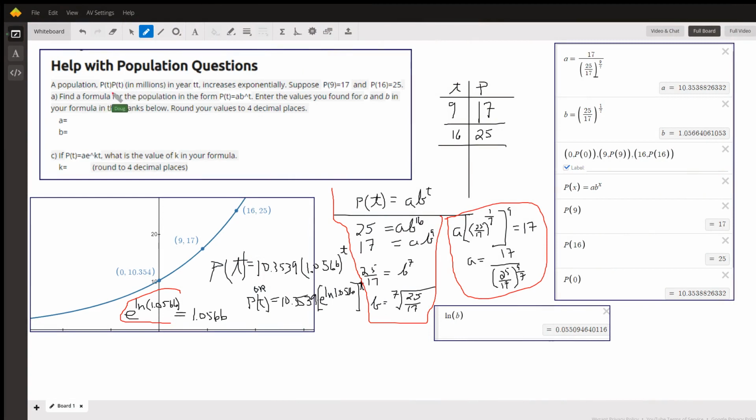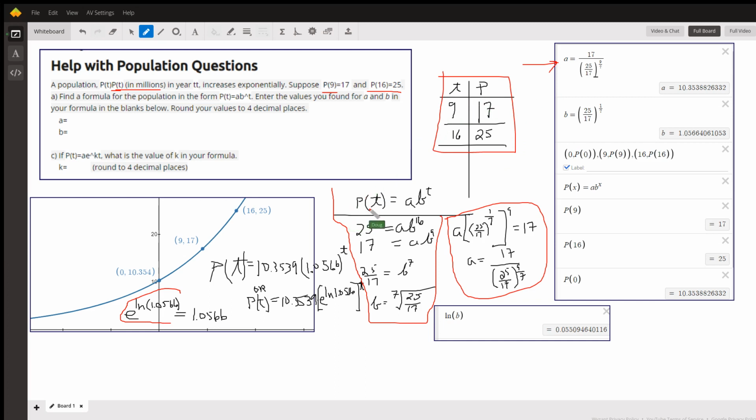Okay, we're told that a population in millions is specified by the function p of t, and that we're given these two values right here. When t is 9, the population is 17 million. When t is 16, the population is 25 million. This little table here represents that. We'll look over here a little bit later.